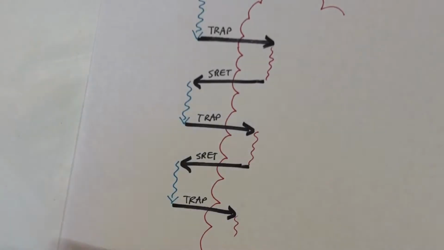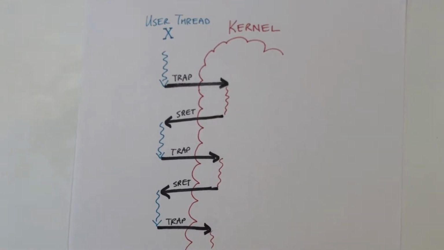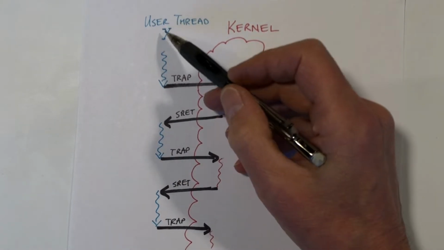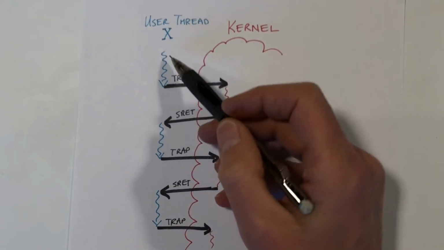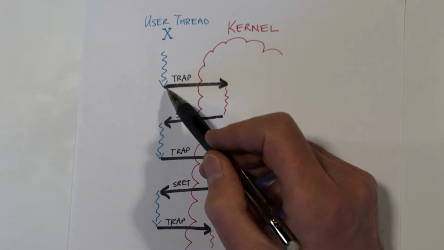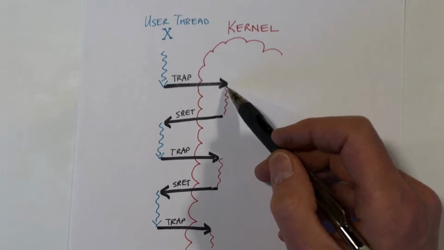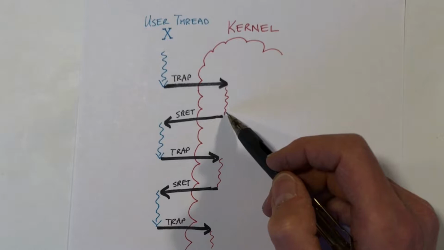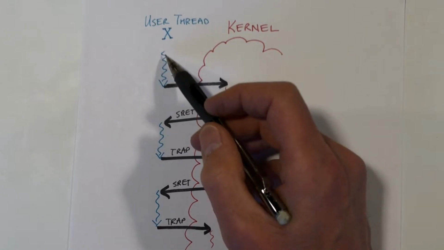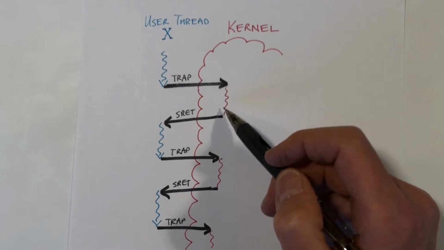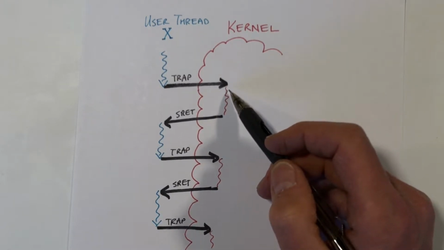Let's start with this picture here. I'm showing time slowing down the page. Here's a user thread, and this indicates instructions are being executed until at some point a trap occurs. And then we switch into the kernel and execute instructions in kernel mode. User thread instructions are executed in user mode, and anything executed in kernel mode is by definition part of the kernel.